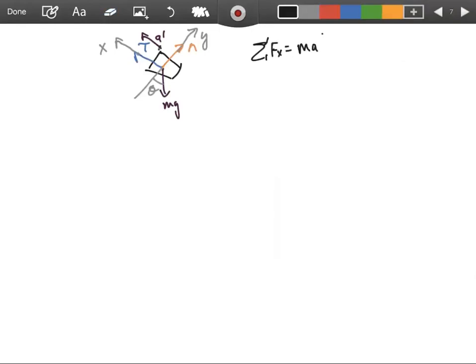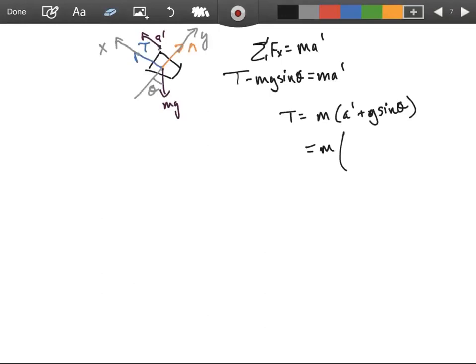So the sum of the forces in the x direction is going to be equal to ma prime. Here, T is positive, minus mg sine of theta, equal to ma prime. If I solve for T, it's going to be equal to m times a prime plus g sine of theta. Now plugging in what a prime is, this becomes m times g sine theta times x over x prime, plus 1.